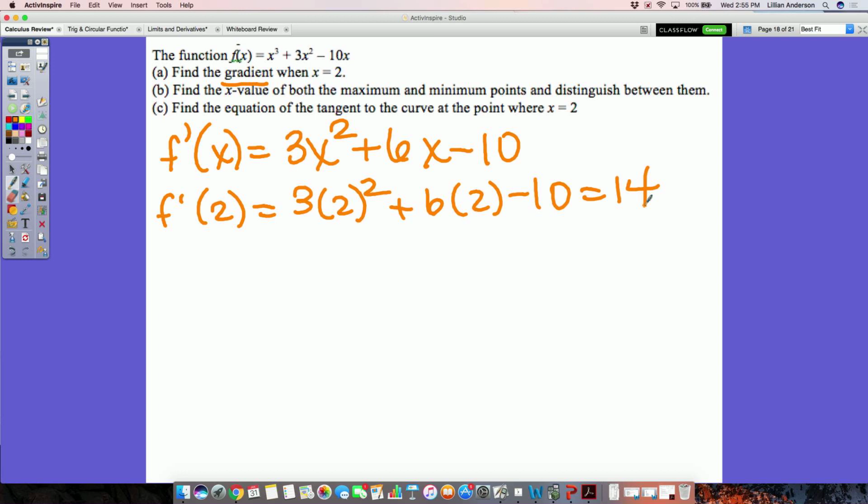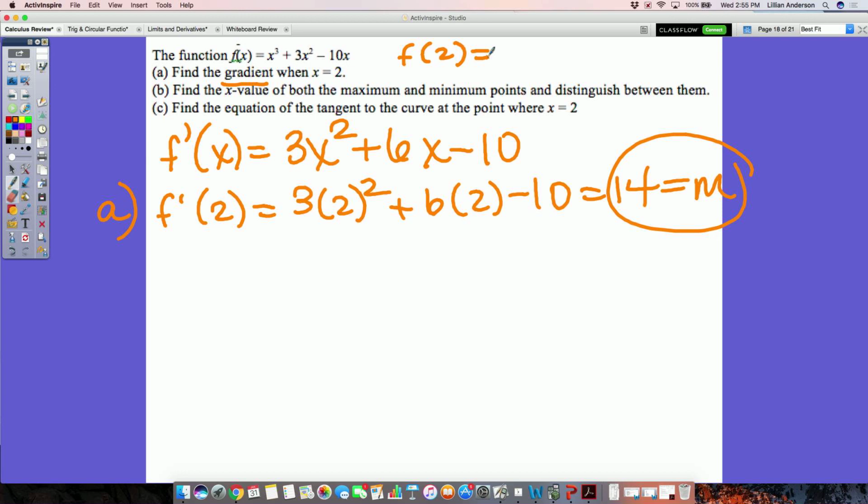Now, real quick, since I need A to answer C, I'm going to jump down to C. This 14 right here is the slope of my tangent line. I have an x coordinate, but I don't have a y coordinate. I need an x and y coordinate to write the equation of my line. How do I find the y coordinate? Plug it into the original. Anytime you have an x value and you want to know the y value, plug that value into the original.